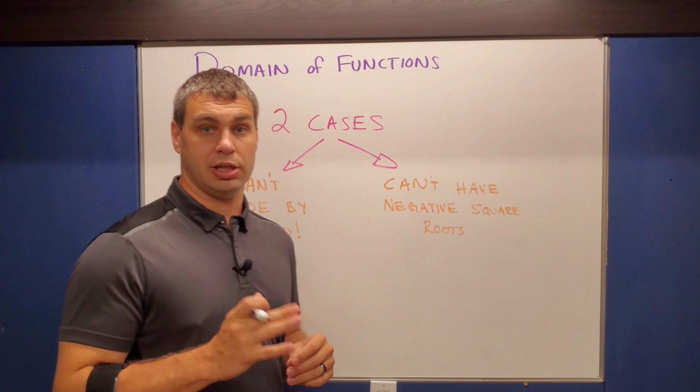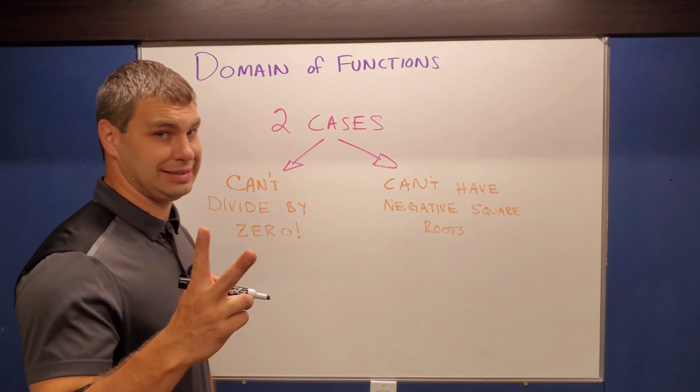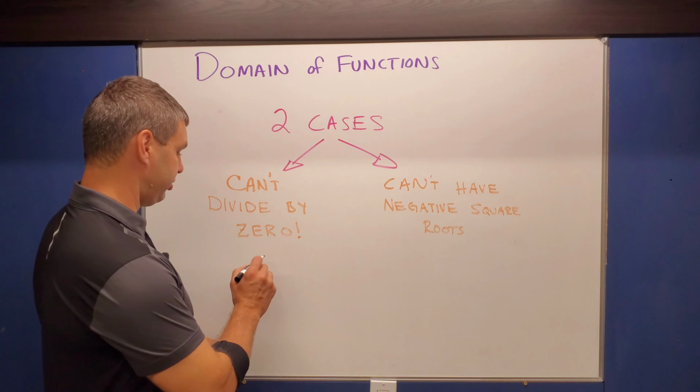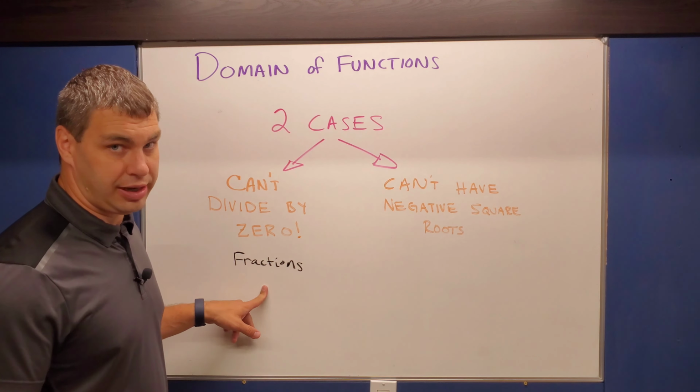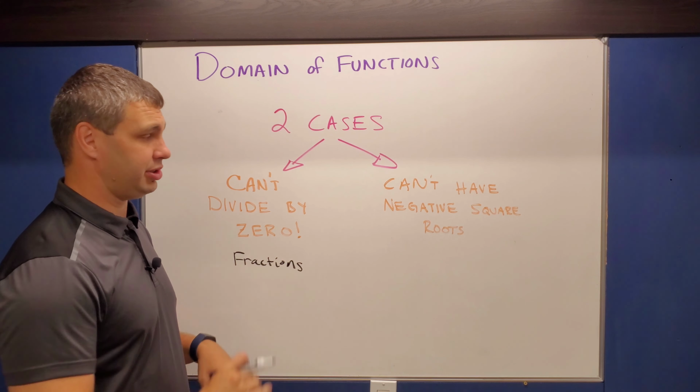Now that we know what functions are, today we're going to look at the domain of our functions. We have to keep two cases in mind. The first case is that we cannot divide by 0, so we're looking for fractions. Anytime we see a fraction, we're going to set the bottom equal to 0, and when that happens, that's going to be bad, and we'll show you what to do here in a second.